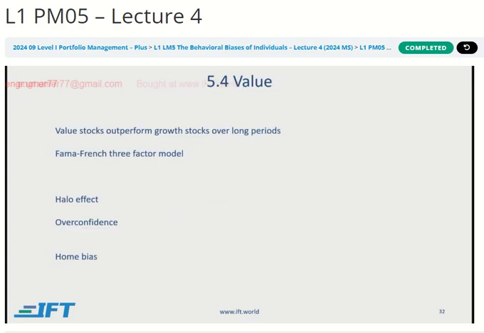Now this third one, value, I think it's not really there anymore, right? Eugene Fama and Kenneth French did their analysis quite a long time ago, and what they found was that value stocks tend to do better than growth. Now what does that mean? What is value? Price over earnings is lower, compared to growth, where price over earnings is higher.